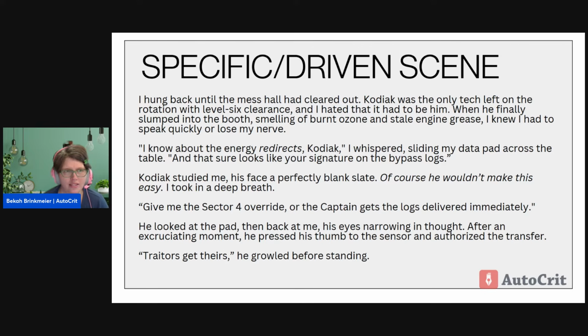Okay, we still have some scene work to do here, but look at what we have done compared to the flat scene. Is this more interesting? Is there something else going on that's not just talking about air filtration, right? There's an active goal. The protagonist is not just waiting around for something to happen. They have a specific measurable objective. They need the Section 4 override. There is a clear obstacle here.